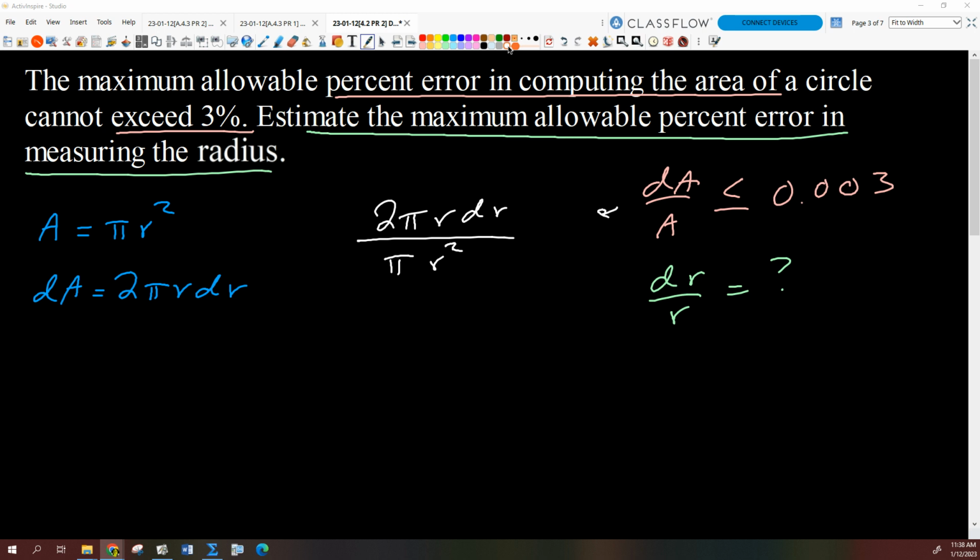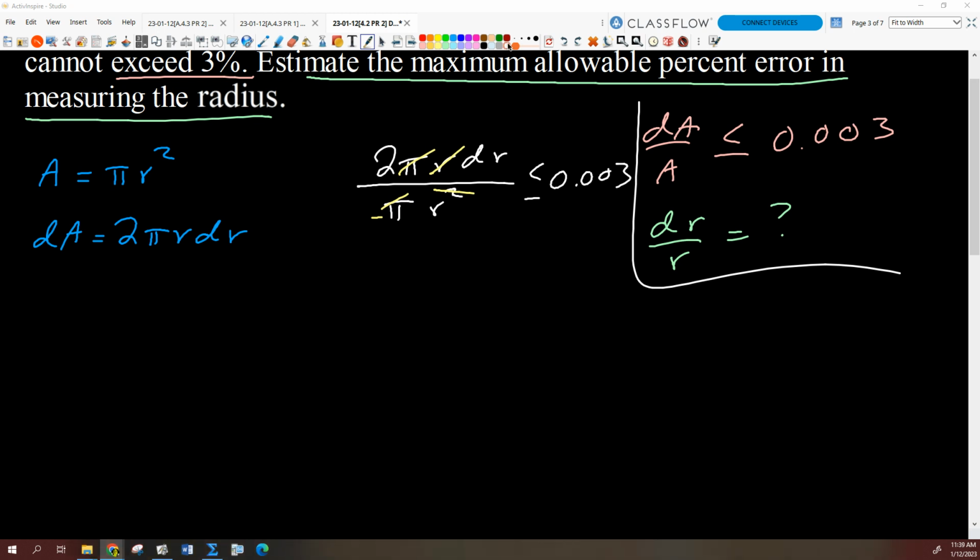And that has to be less than or equal to 0.003. There's an inequality that we can work with, and we're just trying to rewrite that in terms of dr over r, which is easy to do. One r cancels, the pi's cancel, and look what we get. 2 dr over r is less than or equal to 0.003.